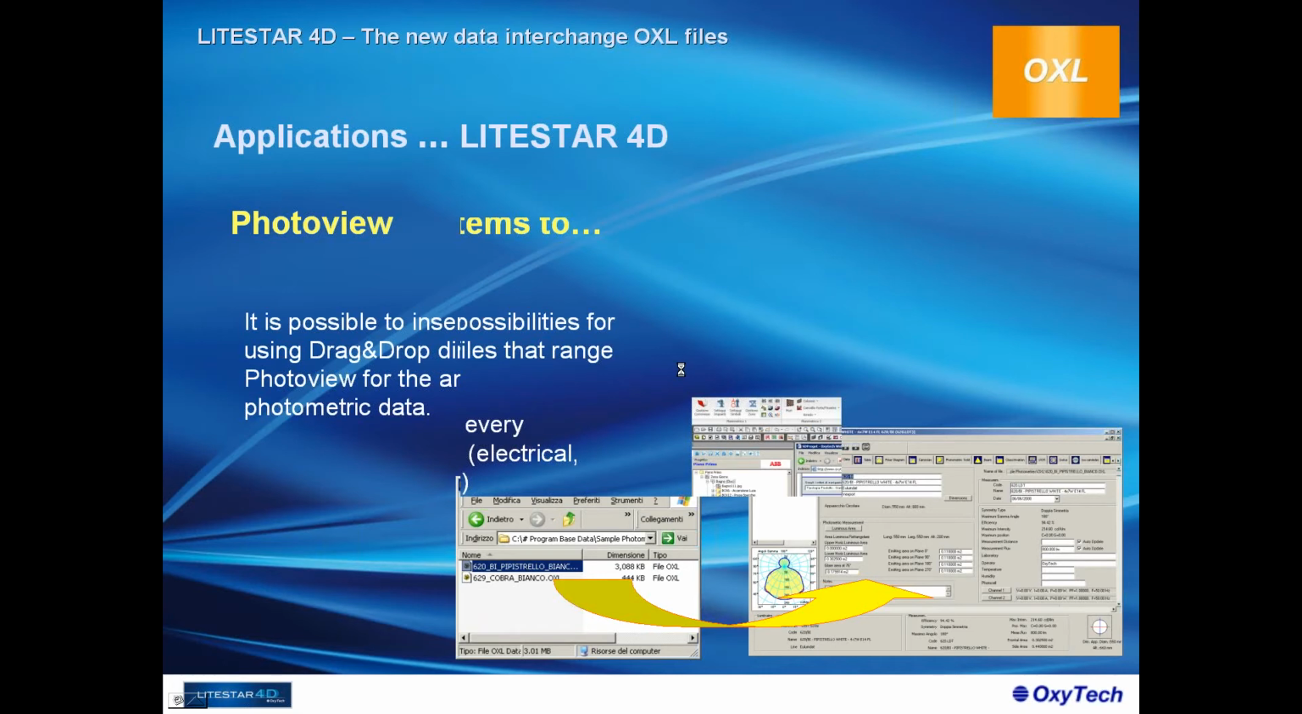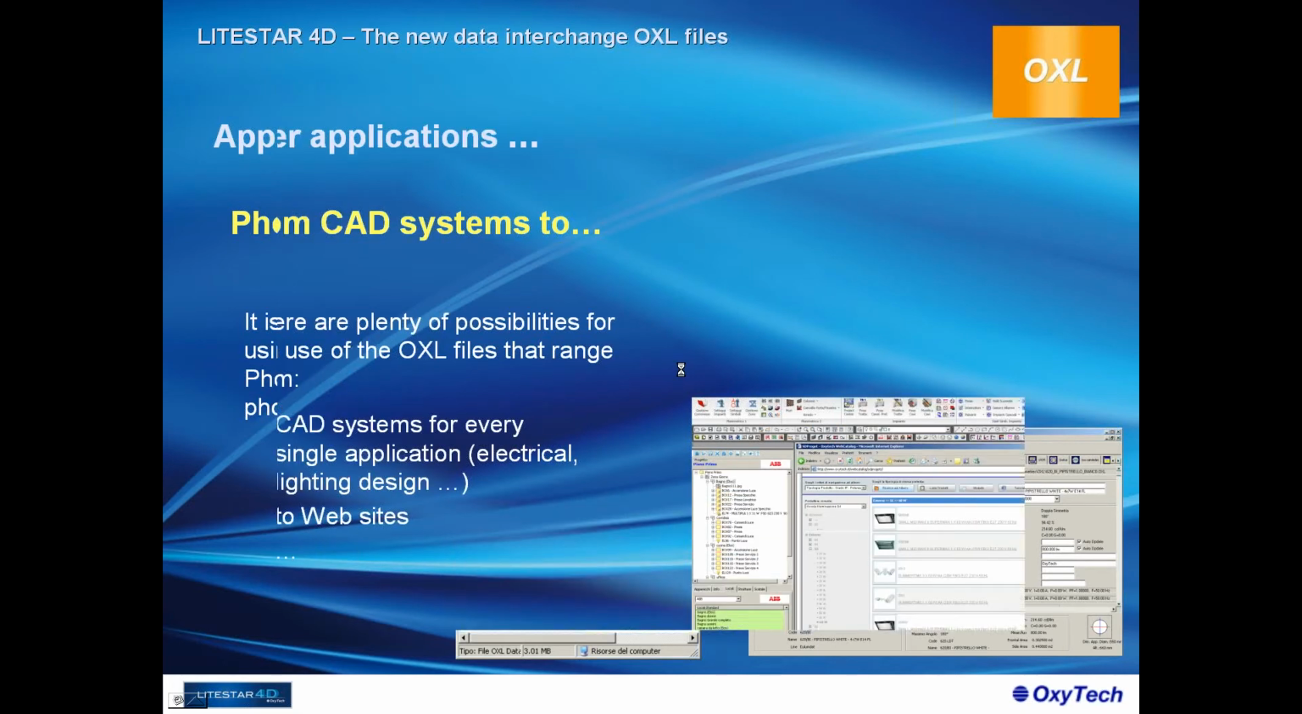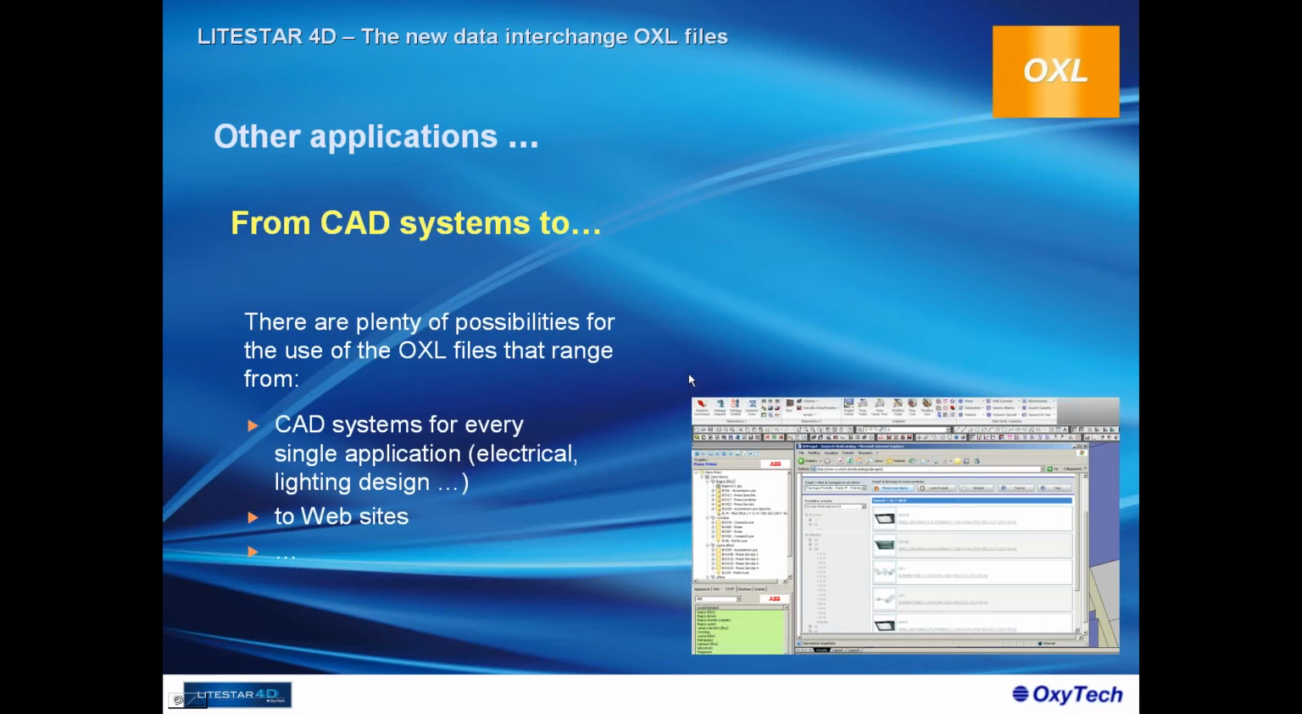From CAD systems there are plenty of possibilities for the use of the OXL files that range from CAD system for every single application, for example, electrical CAD system, lighting design CAD system, to websites. So, having the OXL in open format, it will be possible for different software developers to use the OXL also for their applications. Over here in Italy, we are now testing what we set up to now with a company managing an electrical CAD system. So we simply select the product and we drag and drop it into the CAD system. And all the information coming from the image to the technical information related to the product are straight away available through the system.